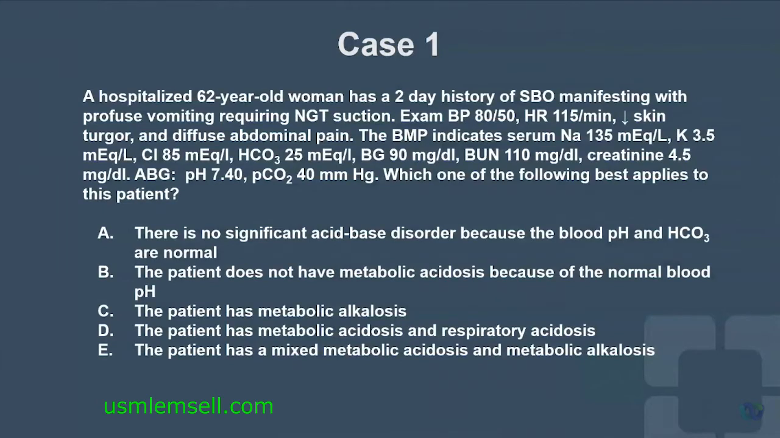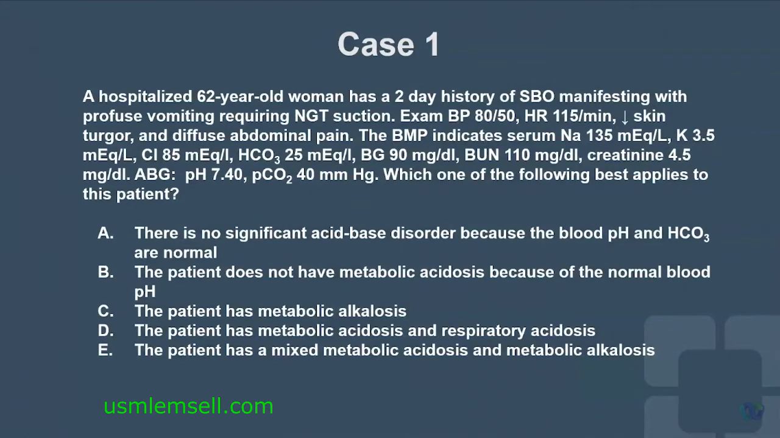She has labs done, and the basic metabolic panel indicates her sodium is 135, her potassium is 3.5, chloride is 85, her bicarb is 25, blood glucose is 90, her BUN is elevated significantly at 110, creatinine is up to 4.5, and she has a blood gas drawn, which shows that the pH is fairly normal at 7.4, PCO2 is also normal at 40. So which one of the following do you think best applies to this patient?